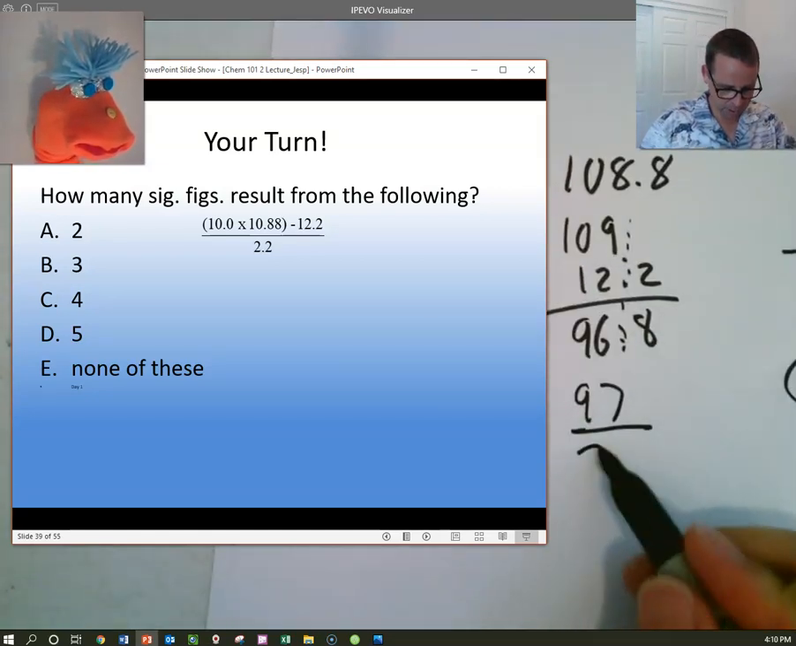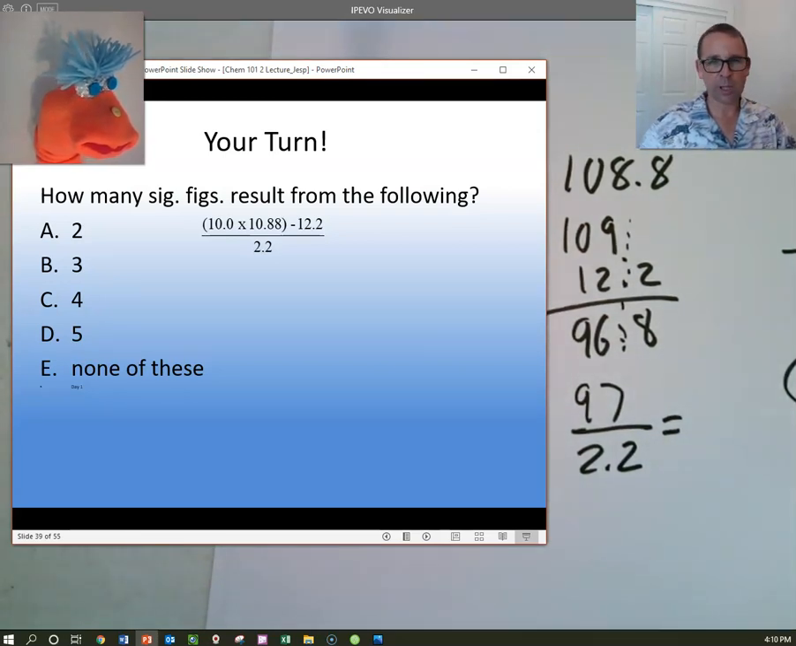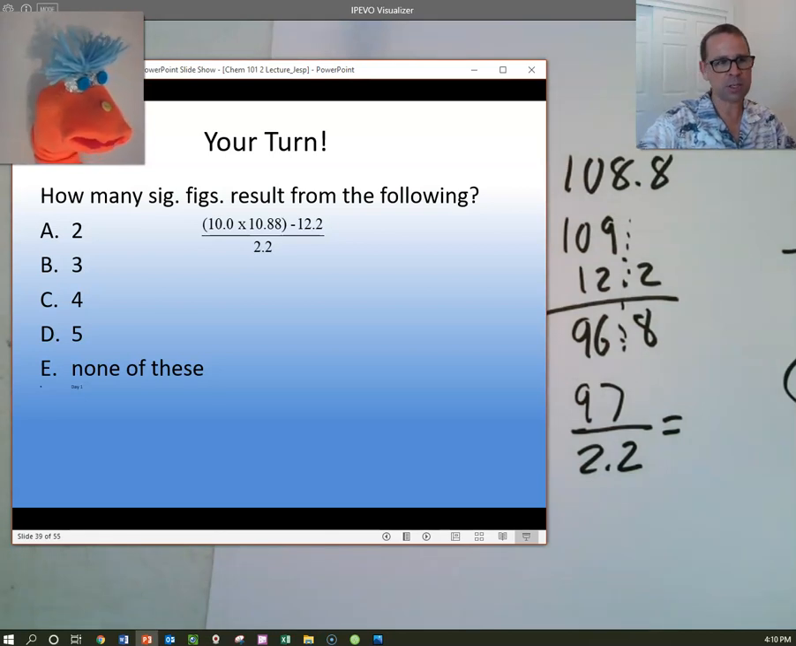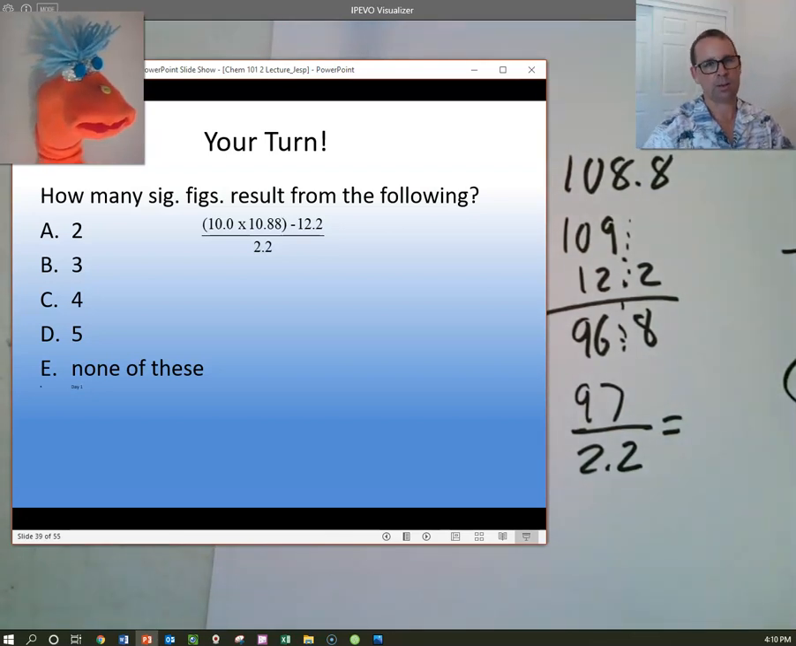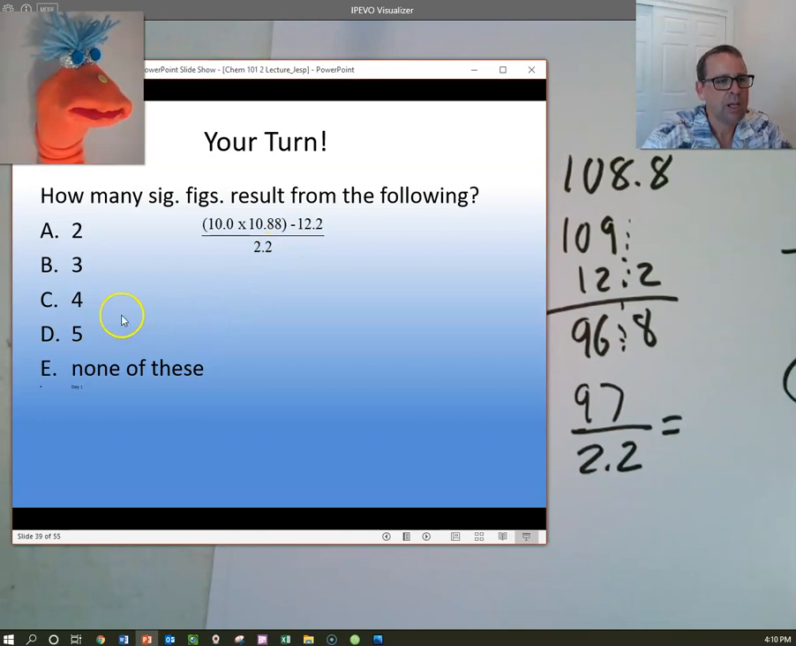And then I divide by my 2.2. So, we don't really care what the answer is, but can you tell how many significant figures we're going to have? We're going to have just two. Just two significant figures. That's right. Just two significant figures. All right. Now, why did I collect significant figures after every step?